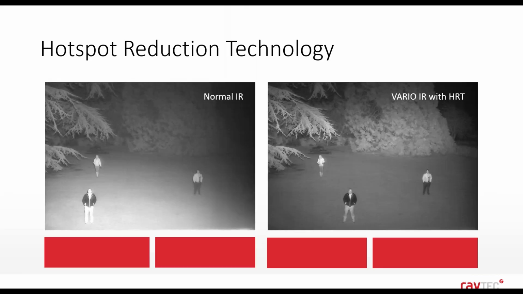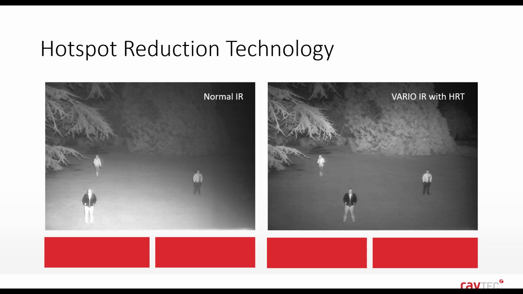Another consideration is the hotspot reduction technology. Mobile surveillance providers can help ensure that good images are achieved by selecting illuminators that use something like this, what we call the Vario 2 hotspot reduction technology, or HRT.